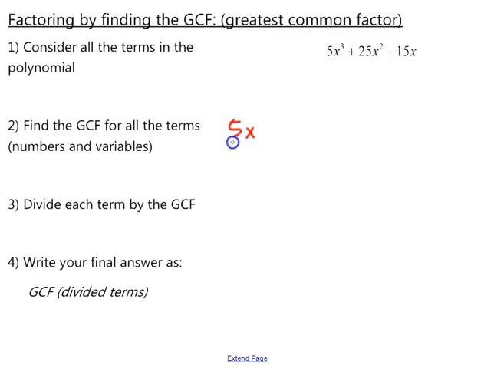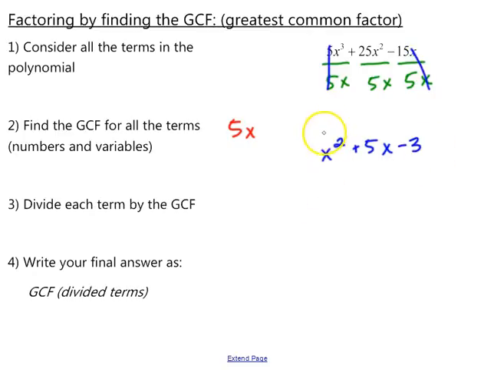So what you're going to do after you find the GCF is we need to divide each term by that GCF. So I'm going to divide this by 5x, this one by 5x, and this one by 5x. After that, we're going to divide each term through, so let's simplify what we can. 5 divided by 5 is 1. X cubed divided by x, we're going to be left with x squared. 25 divided by 5 is a positive 5. X squared divided by x, we're left with x. And then a negative 15 divided by 5 is negative 3. X divided by x, that cancels out.